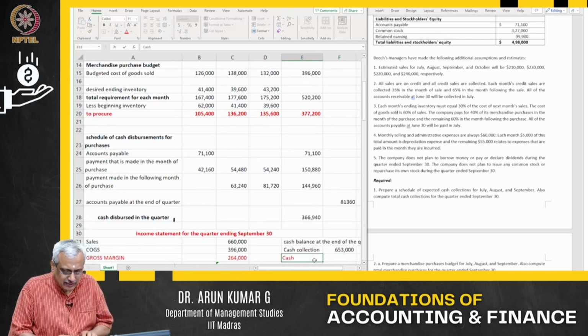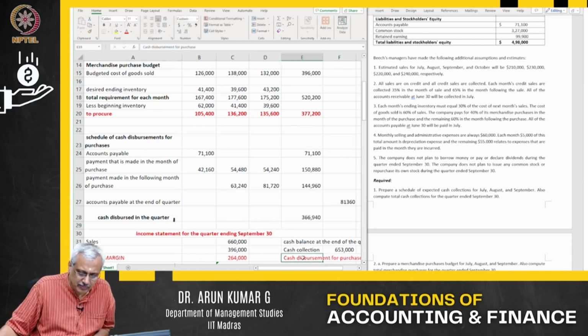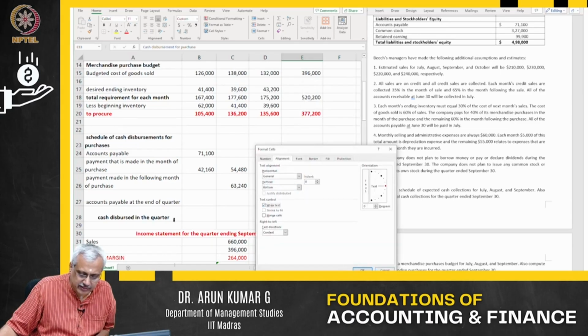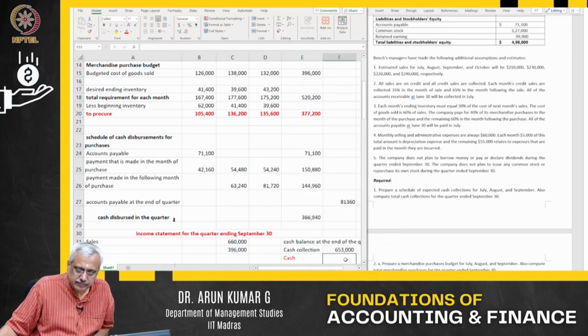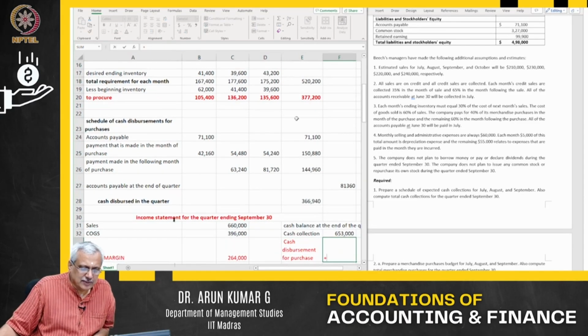Cash disbursement for purchase. Let's look at it in this particular case. I'm just going to wrap the text. Cash disbursement for purchase, to procure. What is the cash disbursement for purchase? This is the cash disbursement for purchase.